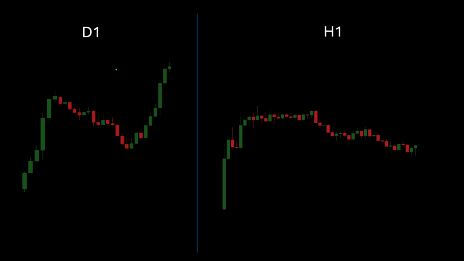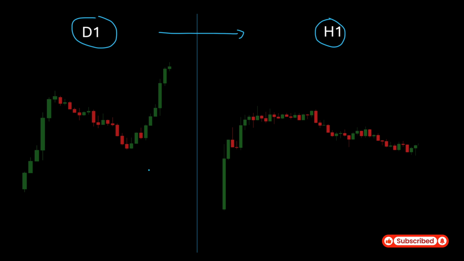Let me show you. The first thing to do is to go down to a smaller time frame. For example, in this case, this is the daily time frame. Then you have to go down to a smaller time frame, which is the 1 hour time frame in this case. Then you'll notice that when we get to a smaller time frame, we can see a little bit of details that we don't see on a daily time frame. This is important because we're going to use this information to our advantage in a second.